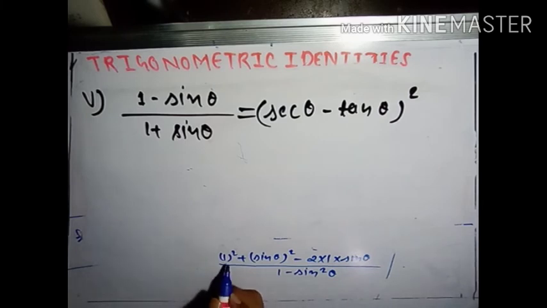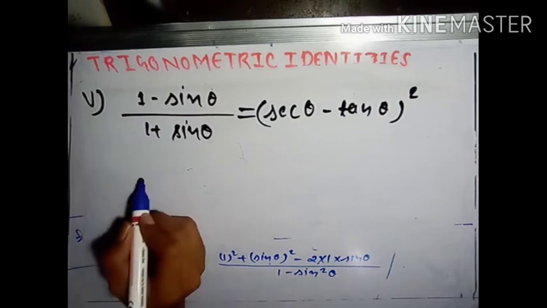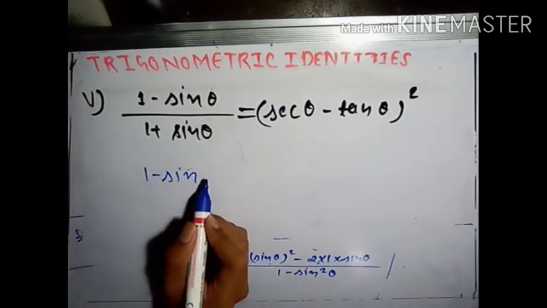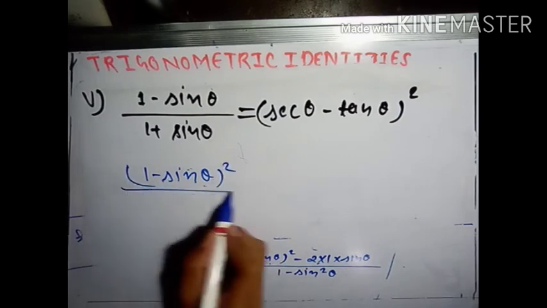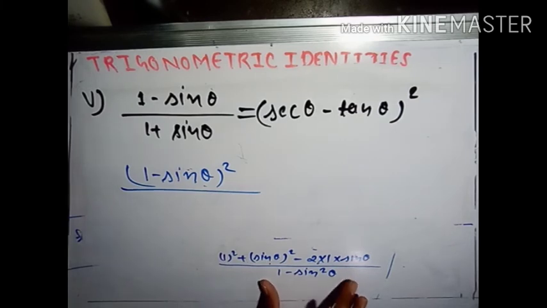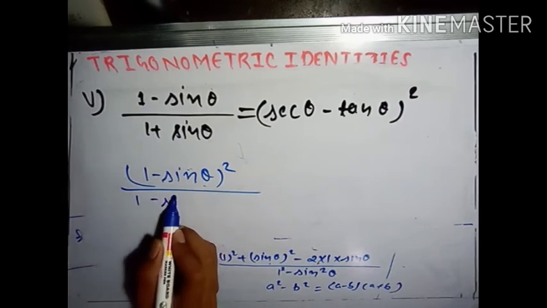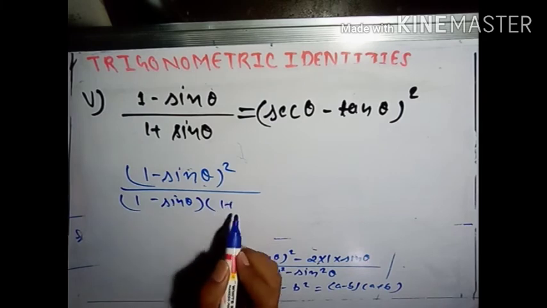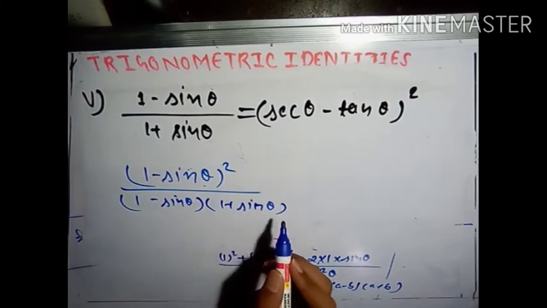Okay, now from here we conclude that this is a square plus b square minus 2ab. So it becomes 1 minus sine theta whole square. Did you understand this? Okay, this is so simple. What about 1 minus sine square theta? As you put 1 square here, it also becomes an identity, and the identity is a square minus b square. What is the identity? a minus b, a plus b. Okay, so I am erasing it and writing here 1 minus sine theta in one bracket and then 1 plus sine theta in the second bracket.